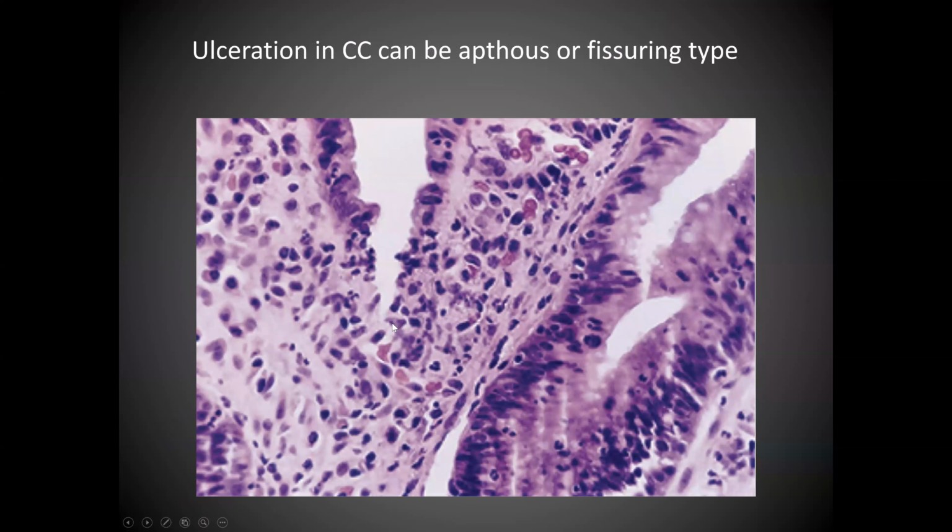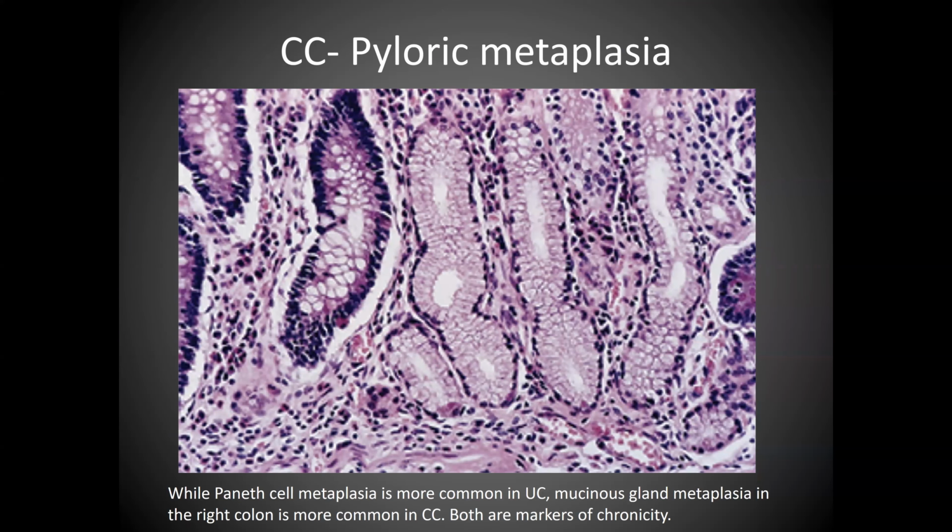And the ulcerations can be either surface aphthous type or, as you see here, the more fissuring type of ulceration involving a crypt. With Crohn's disease, you tend to more frequently get pyloric type metaplasia rather than Paneth cell metaplasia, but they can be seen in either one. And both of these are, of course, markers of chronic damage and regenerative changes.